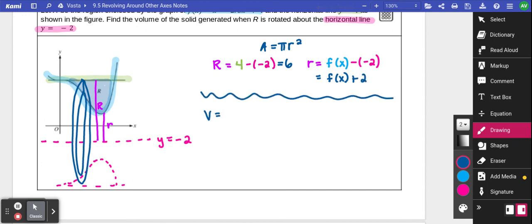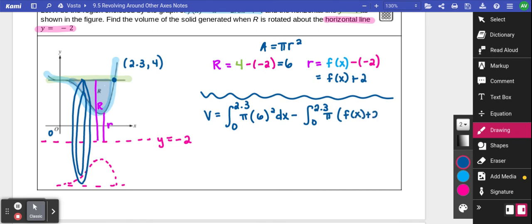Now, if I set up my volume, it is going to be the integral from 0 to wherever these points intersect. If I graph this on my calculator, I can find that the intersection point is 2.3 comma 4. So I'm going to be integrating from 0 to 2.3. Pi times big R squared, in this case that would be 6 squared dx, minus the integral between 0 and 2.3 of pi times little r squared, which in this case is f of x plus 2 squared dx. If I simplify this and I type it into my calculator, I get 98.867 as my final volume.